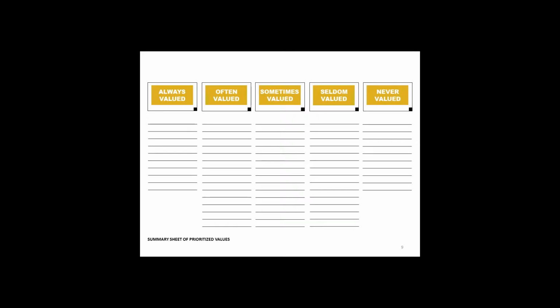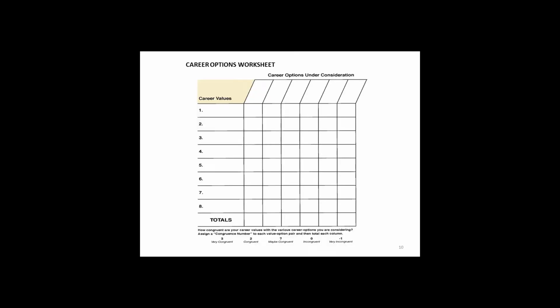It generally takes the client about 7 minutes to do that. Again, those categories are always valued, often valued, sometimes valued, seldom valued, and never valued. After they've sorted the cards into those categories, I'm really going to look at the ones in the area of always valued, and I'm going to ask them to write all the values down on a worksheet. Then I tend to focus on the 8 highest values, and I have them put those 8 highest values on the career options worksheet, which is a matrix.